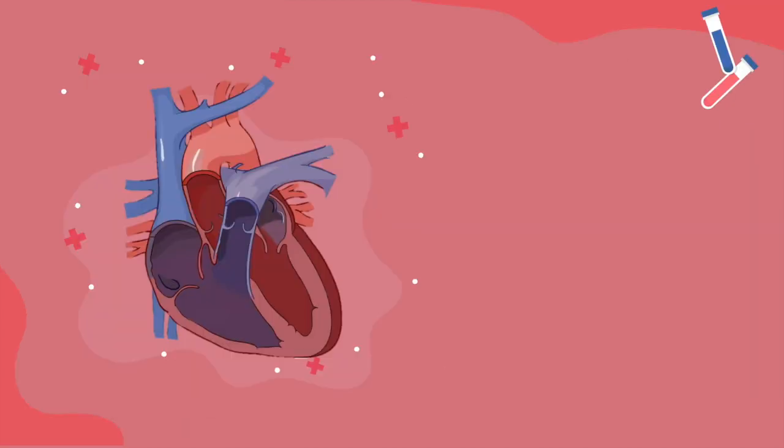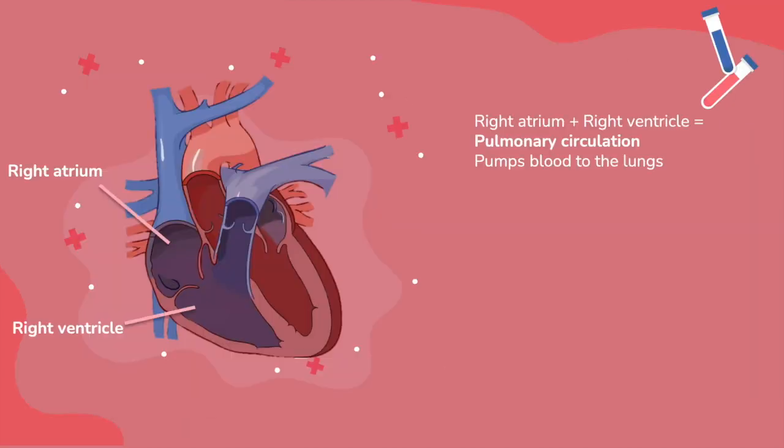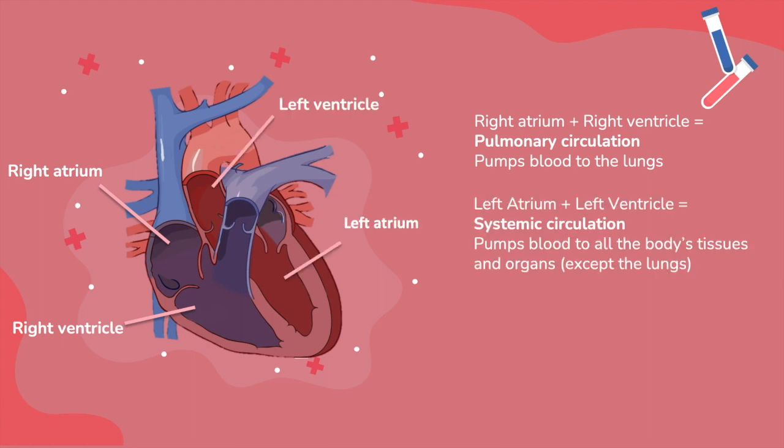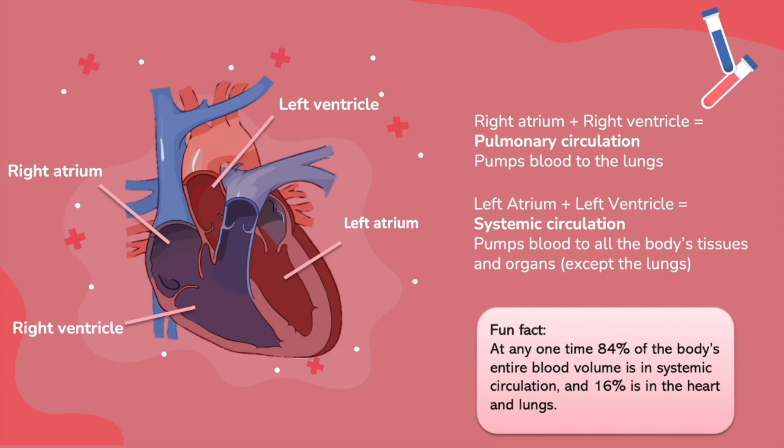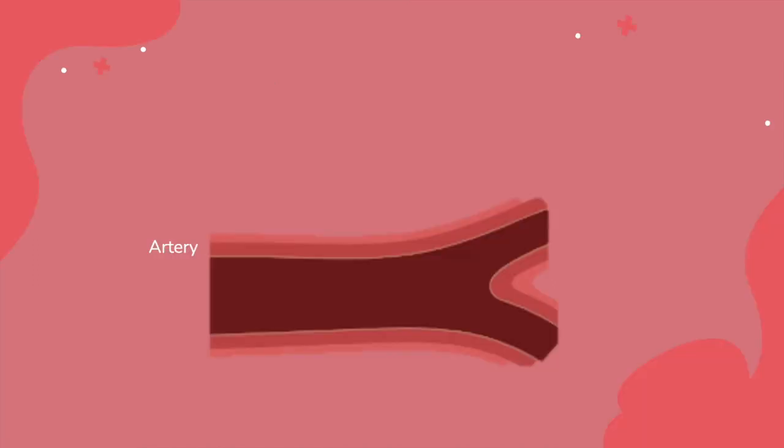The heart has four chambers. The right atrium and ventricle pump blood to the lungs to be oxygenated. This is pulmonary circulation. The left atrium and left ventricle pump oxygenated blood to the rest of the organs and tissues in the body, systemic circulation. Arteries transport blood to the tissues.